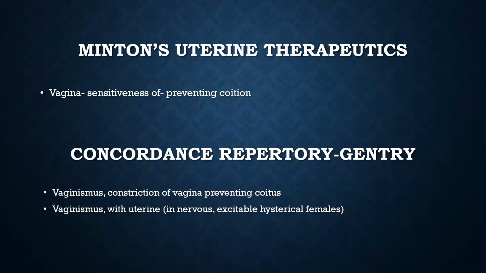Now, you included Gentry's repertory also. In case of Gentry's repertory, we have one particular rubric. This is the second one, vaginismus with uterine in nervous, excitable, hysterical females. This is a little different one. So, vaginismus with uterine in nervous, excitable, hysterical females.